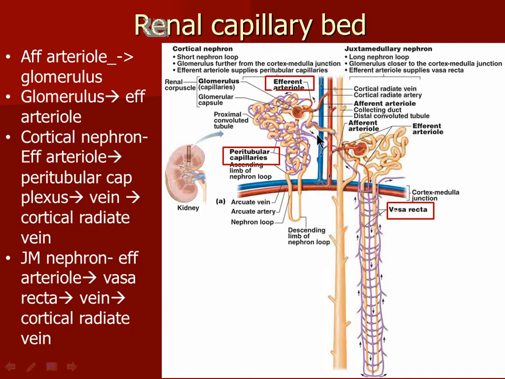So if you look here, here is the afferent arteriole. So up here in the cortical nephrons, here's the afferent arteriole, forms the glomerulus. This glomerulus then, the exit is through the efferent arteriole. So an arteriole feeds it and an arteriole exits it.